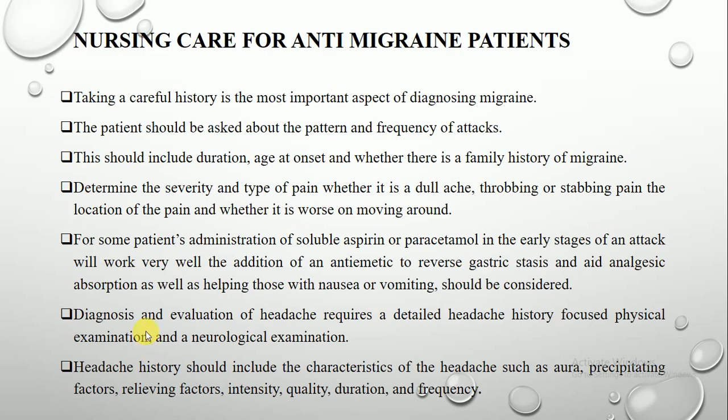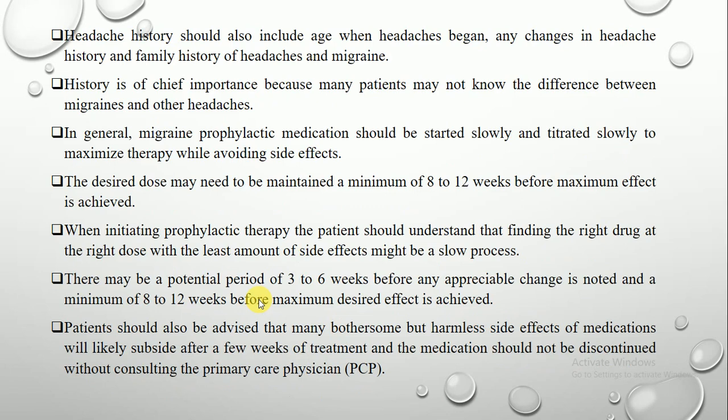The fifth one is diagnosis and evaluation of headache, which requires a detailed headache history, a focused physical examination and a neurological examination. It is also the responsibility of the nurse to note the headache history, which should include the characteristics of the headache, for example precipitating factors, relieving factors, intensity, quality, duration and frequency. After that, it is another responsibility of the nurse that the headache history should also include the age when the headache began, any change in the headache pattern, and family history of headache and migraine.